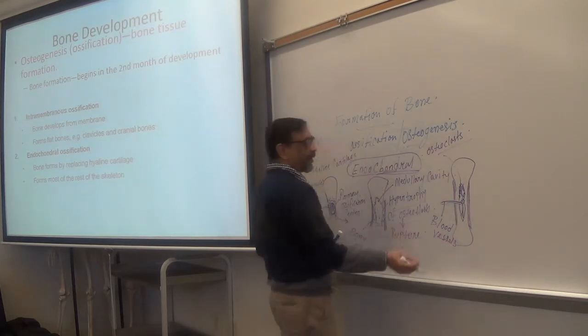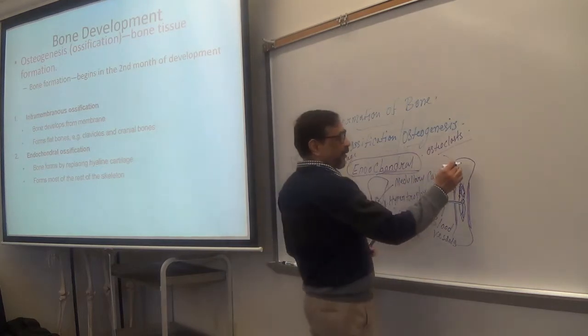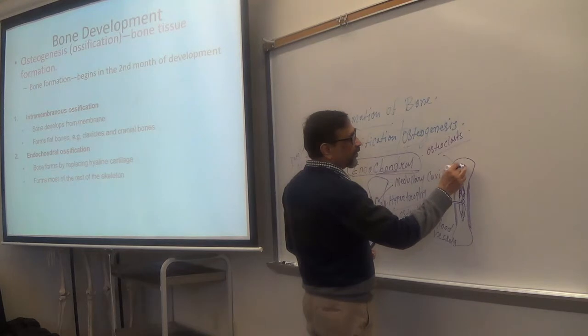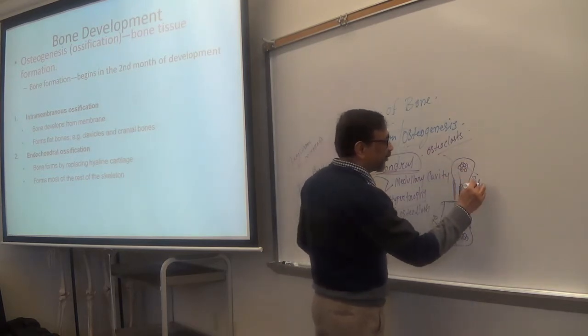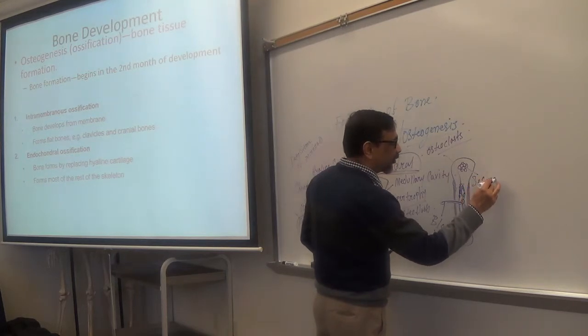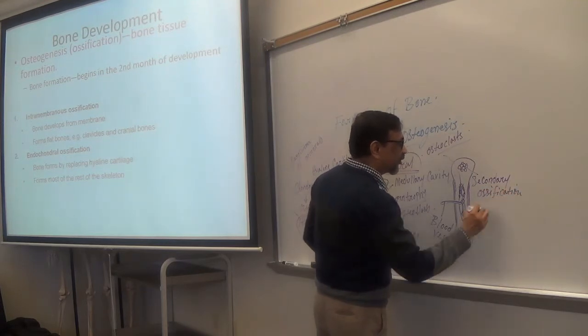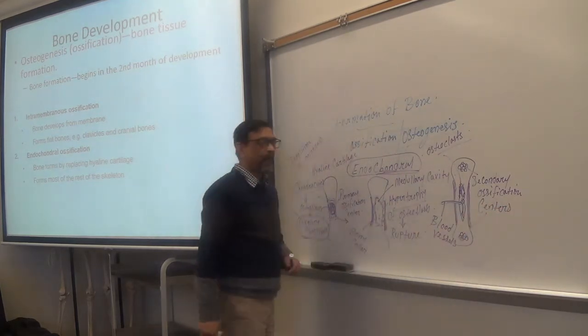Okay, and branching. And in this stage, another thing will happen. Two more ossification centers will be formed at the ends. These are called secondary ossification centers at the ends. Okay.